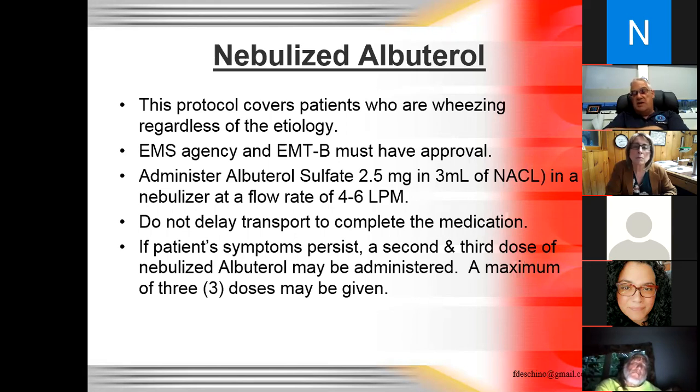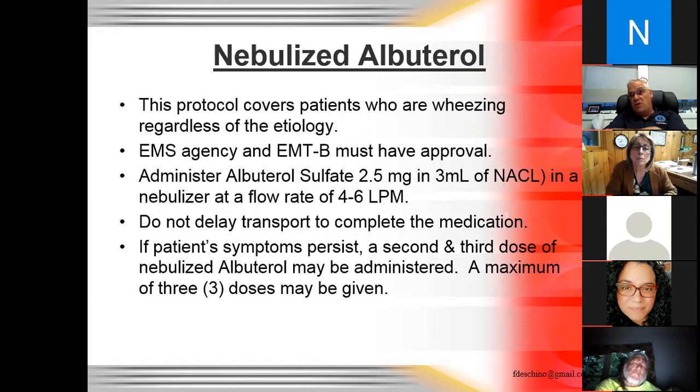Okay? Your agency has to have permission to use albuterol, which I believe all of you have, and you have to have had training in the use of albuterol, which again, I believe all of you have. The albuterol that we administer is prepackaged, right? It's 2.5 milligrams in 3 mLs of normal saline, and we adjust the nebulizer typically to a flow rate of 6 liters per minute.